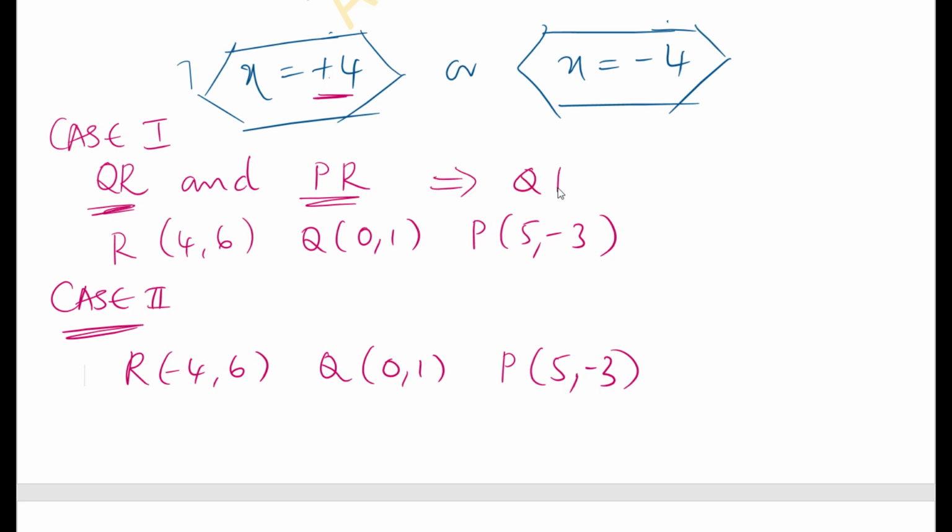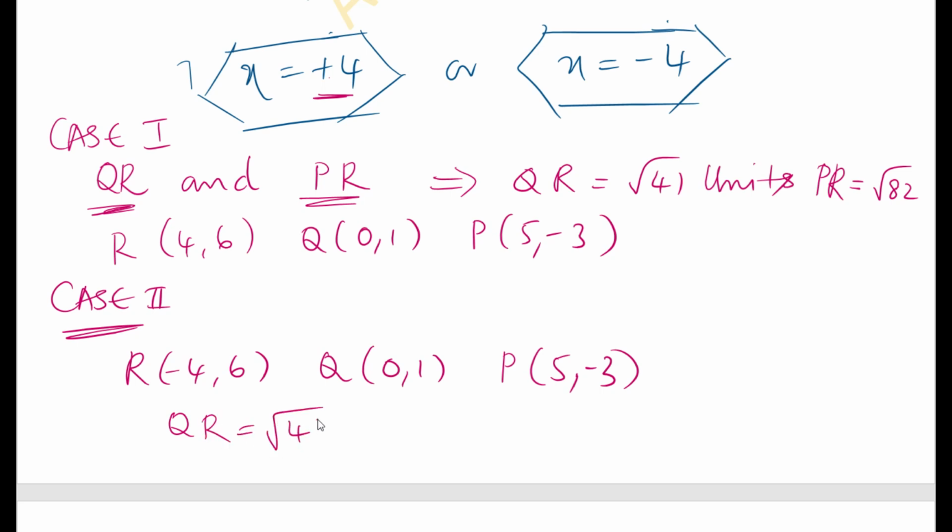In the first case, we'll get QR as root 41 units and PR as root 82 units. In case 2, find out QR and PR. We get QR as root 41 and PR as 9 root 2 units. So you can easily find out the distance by using the points 4, 6, 0, 1 and 5, minus 3.